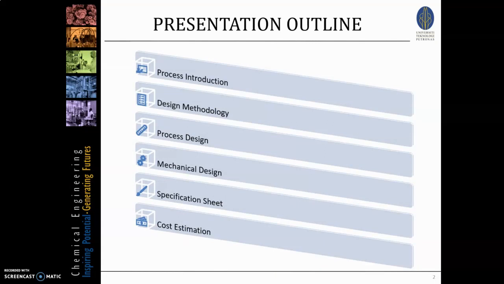I will start with introducing about the process of the absorber and then about the design methodology that is used for the project, and the process design, and then the mechanical design involved, and then the specification sheet for the absorber and the cost estimation for the absorber.